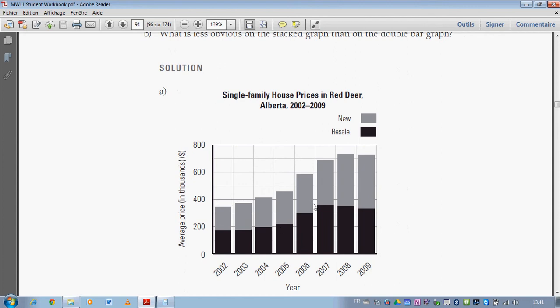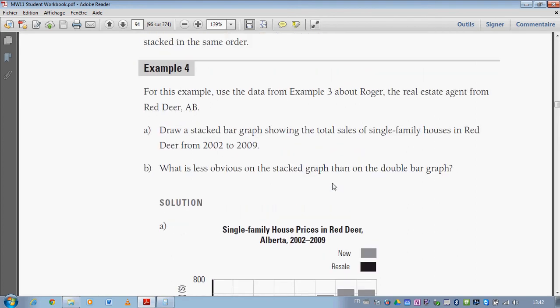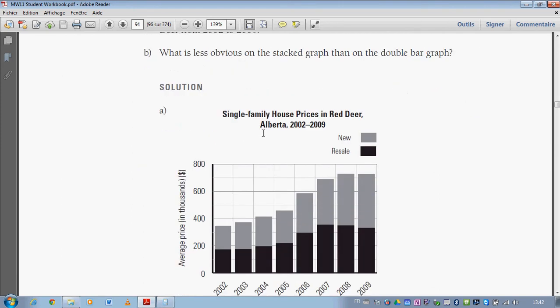Okay, so we just did the new home value and the resale home value in the previous example. And so now here's kind of what they did: they stacked both those, instead of having 2 bars per year, they stacked them one on top of the other. Okay, so it's a little bizarre of a graph, really. So if you are asked to draw a stacked bar graph, just take instead of having the two bar graphs side by side, make sure that you stack them one on top of the other. That is pretty much it.